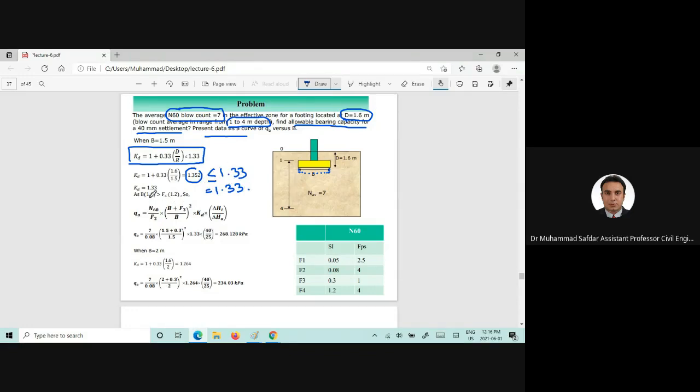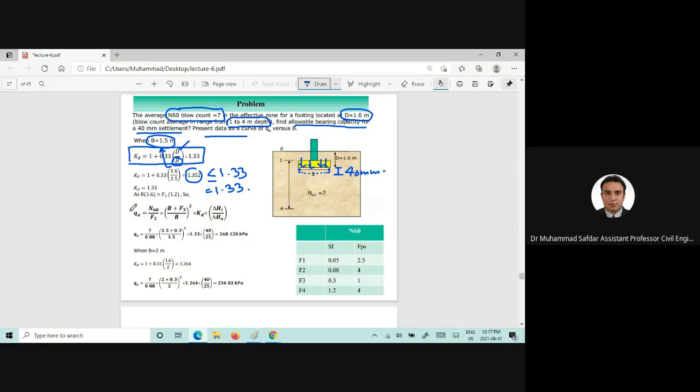Now for the case, and now how we find out the KD value, because the depth value was given, but we started our calculation with the assumption of B value, which is equal to 1.5 meter. Okay, we need to find out the allowable bearing capacity, which will give us 40 millimeter settlement. For example, this should be 40 millimeter. Okay, we need to find out the bearing capacity here.